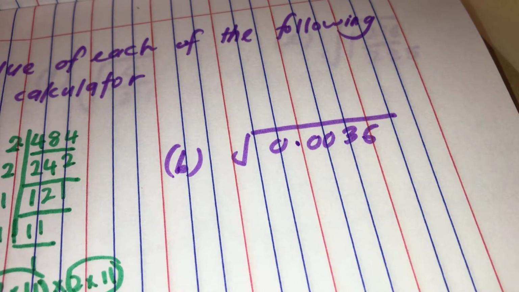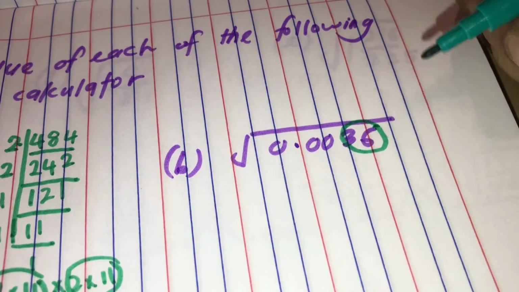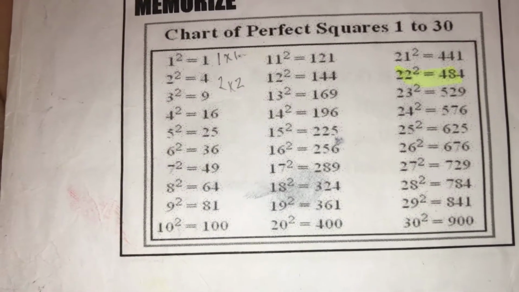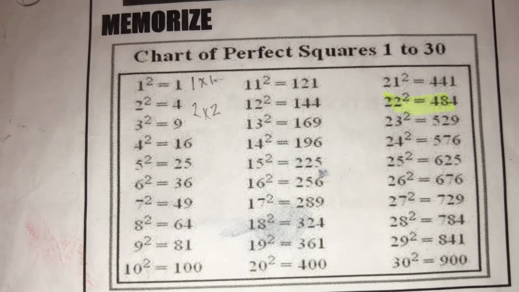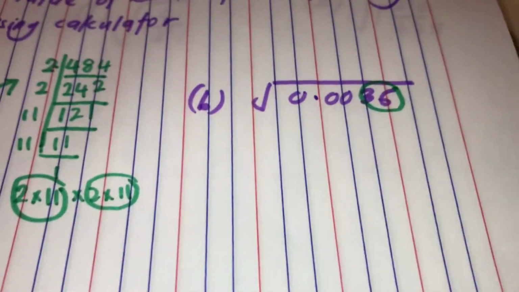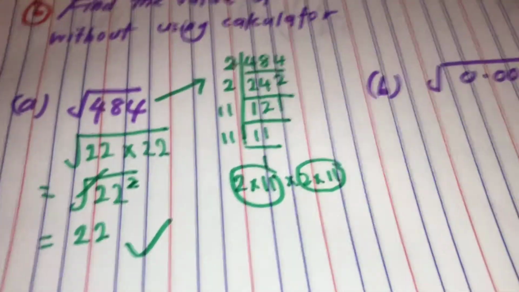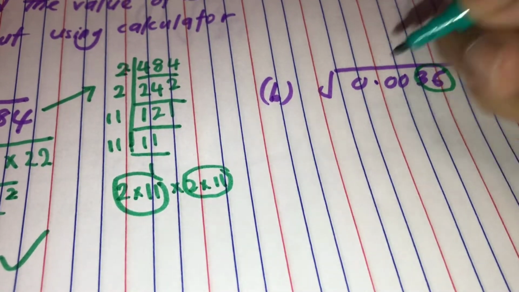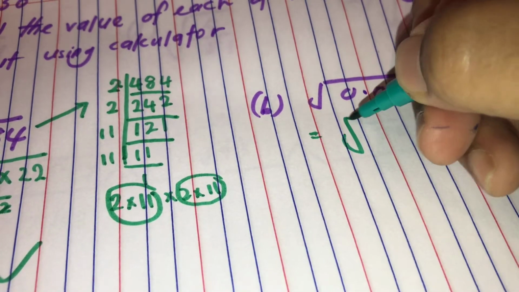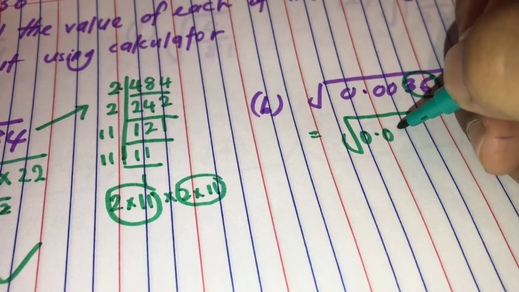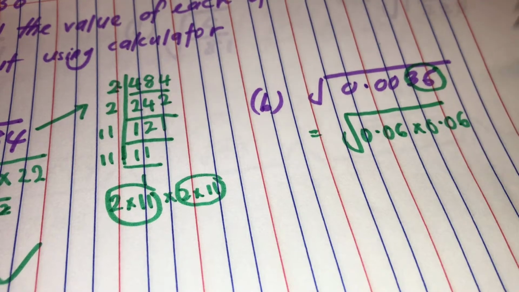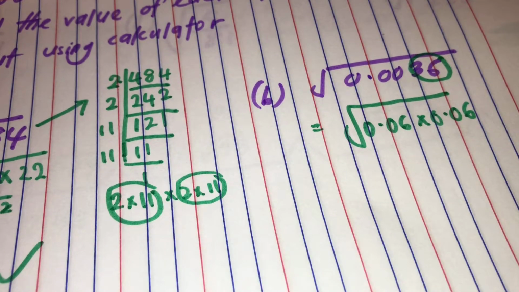Here we have square root of 0.0036. You look at the value of 36, which is a perfect square, equal to 6 times 6. So you know that the square root of 36 equal to 6. But this one is in decimal form. So how to make it become 0.0036? That means 0.06 times 0.06. You can use calculator and check the answer.